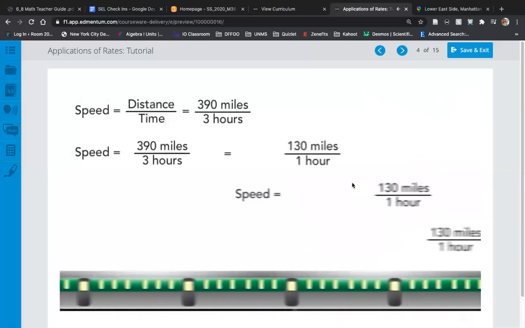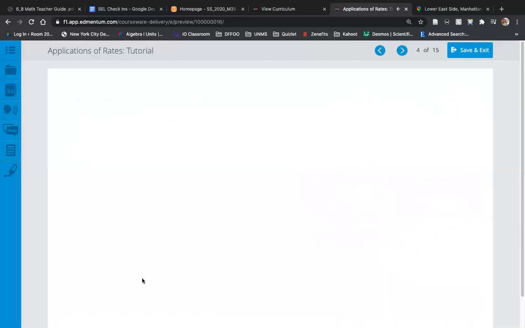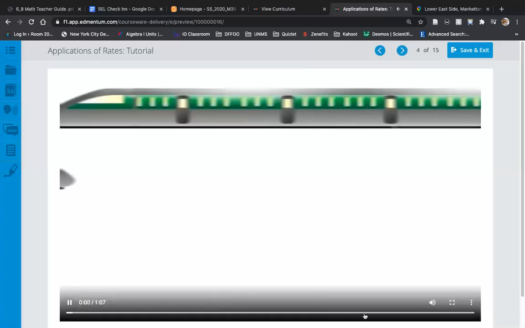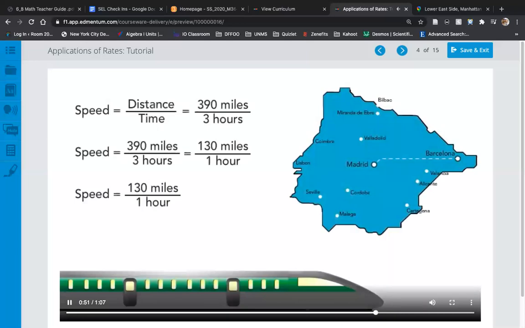Next stop, Barcelona. Madrid to Barcelona is 390 miles, divided by 3 hours of travel. Each hour, the train moves a distance of 130 miles.